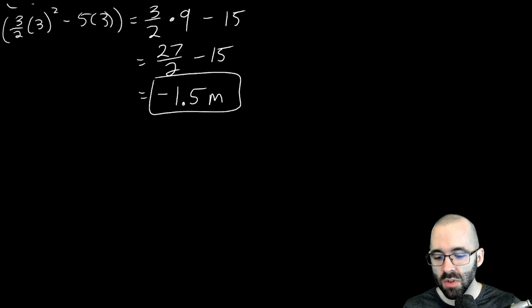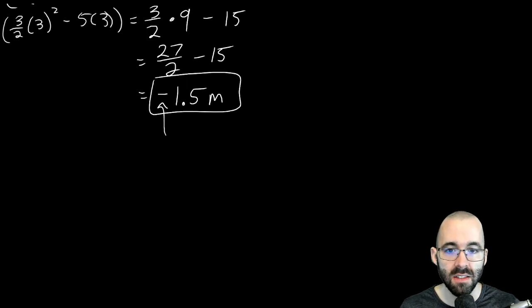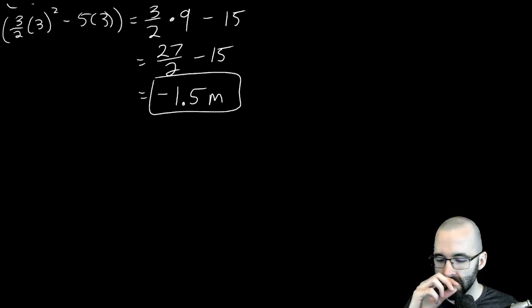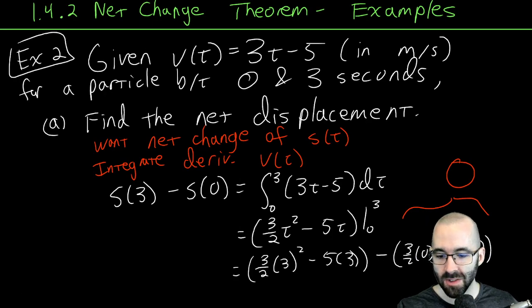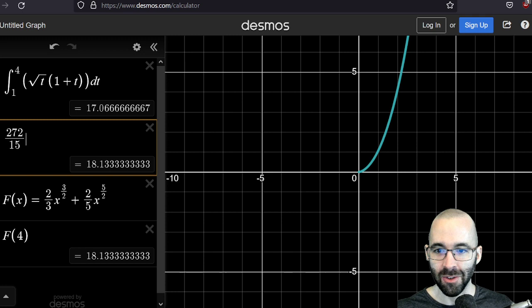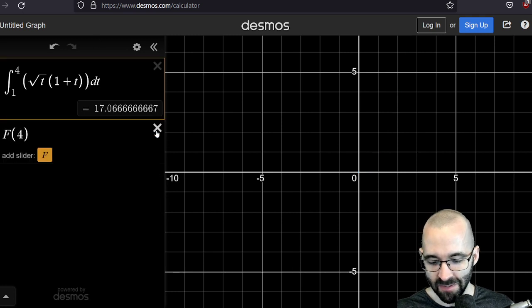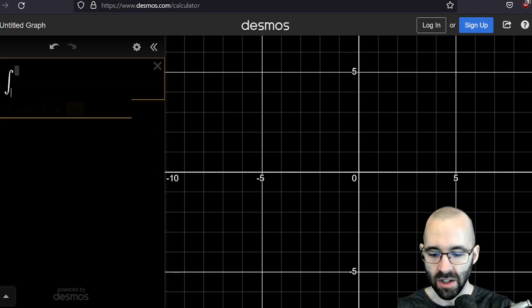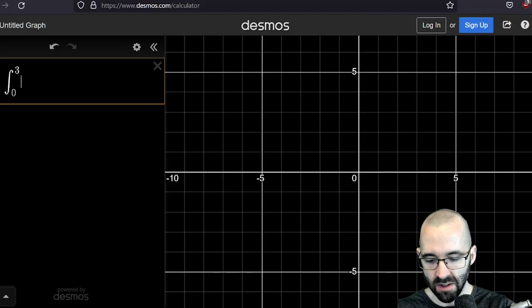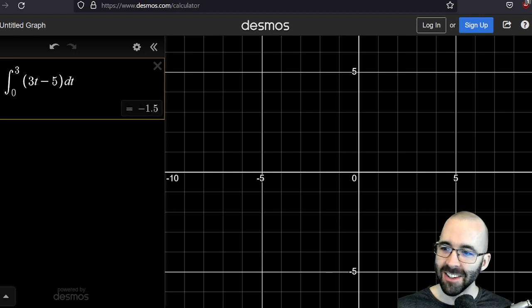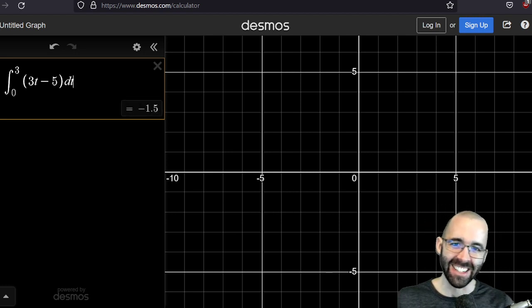But whenever possible, try to interpret that negative in the context of the problem. Or if it was money, we could say we're losing $1.5 or something like that. So that's the idea. We can check our answer because goodness knows it's one of those days for me and I would really like to check my answer. So if we look, we go the integral from 0 to 3 of 3t minus 5 dt, and that's negative 1.5. Thank goodness.